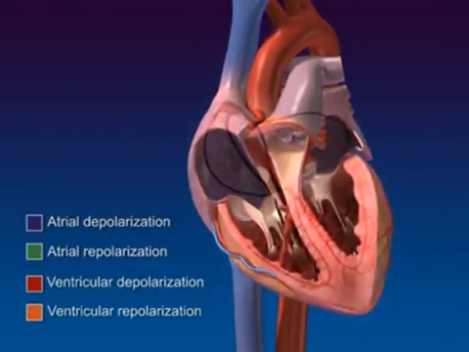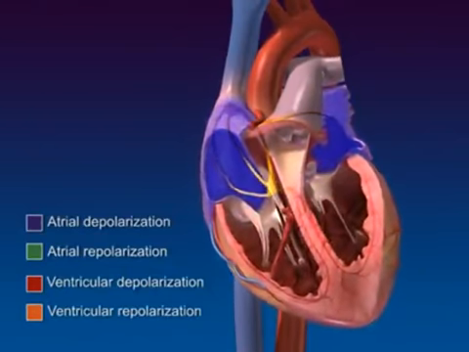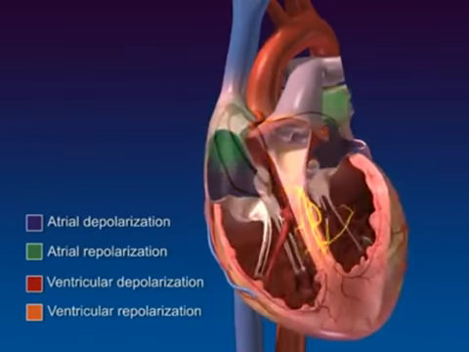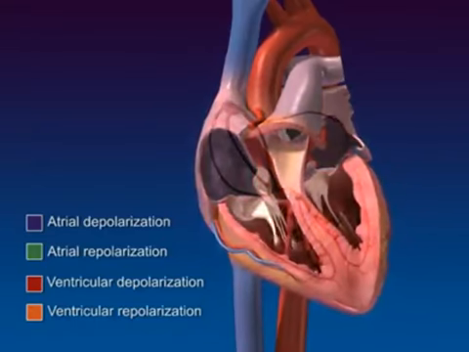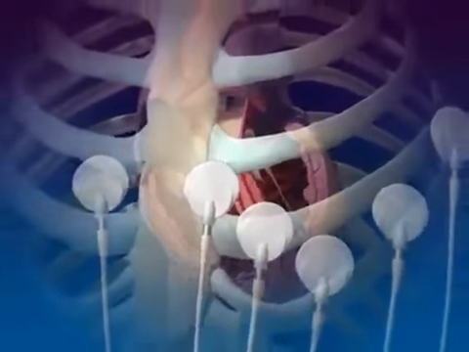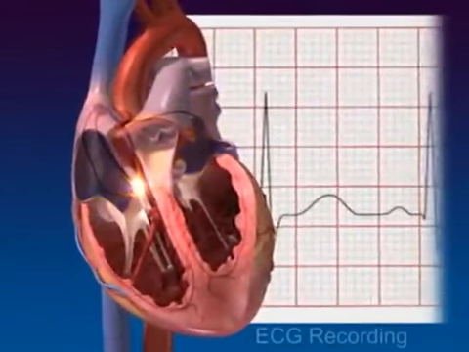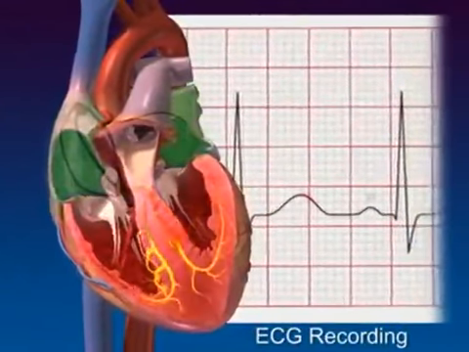The swift spread of the impulse through the specialized conduction system ensures that the ventricles become excited and contract as a unit. The spread of cardiac electrical activity may be recorded using electrodes placed on the body's surface. The recording, called the electrocardiogram, or ECG, has several distinct components.